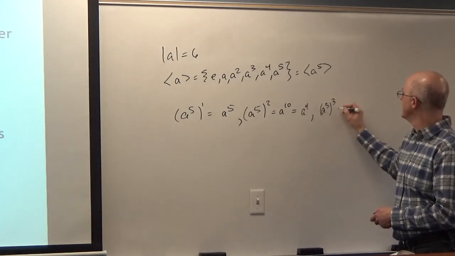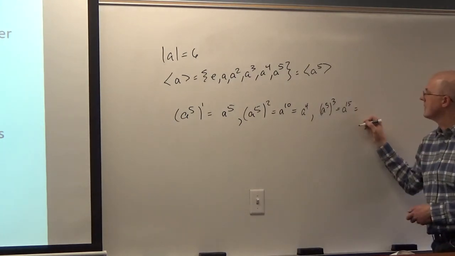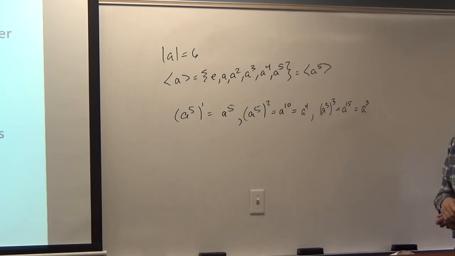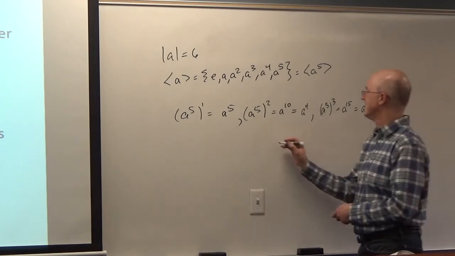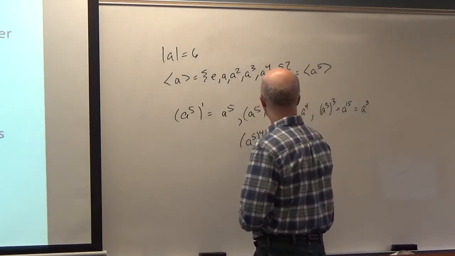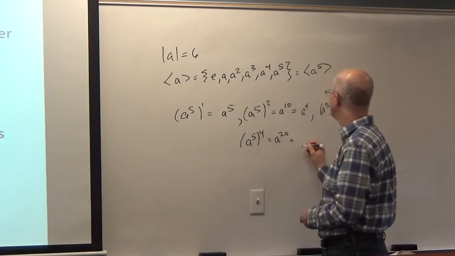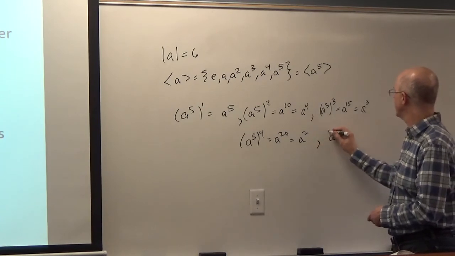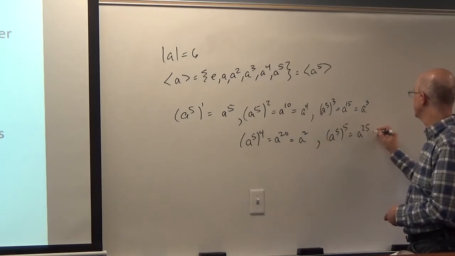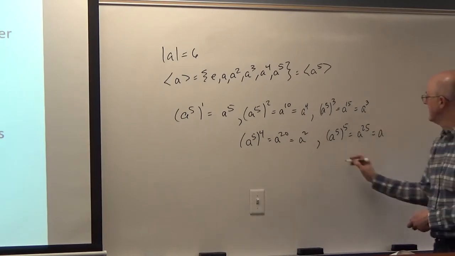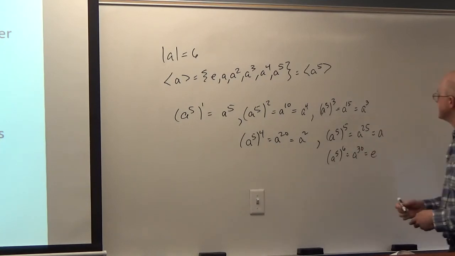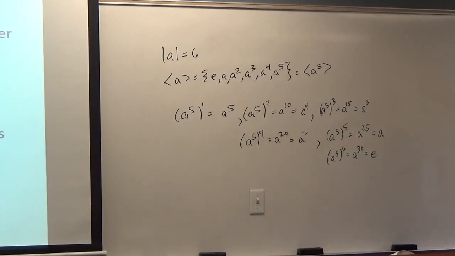A to the 5th cubed is A to the 15th, which in the cyclic group of order 6 is A cubed. 15 mod 6 is 3. A to the 5th to the 4th is A to the 20th. Mod the power of the exponent by 6, you're going to get A squared. A to the 5th to the 5th is A to the 25th. Mod by 6, that'll be A to the 1st. And A to the 5th to the 6th is A to the 30th. Mod by 6, you get 0. A to the 0 is E.